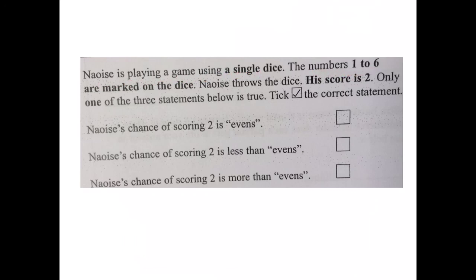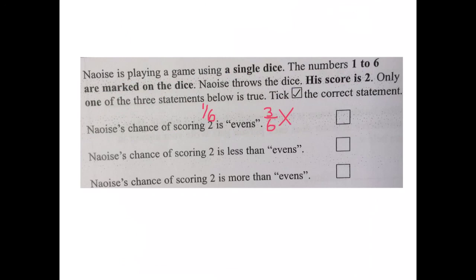Nisha is playing a game using a single dice. The numbers 1 to 6 are marked on the dice. Nisha throws the dice. His score is 2. Only one of the 3 statements below is true. Tick the correct statement. Statement 1. Nisha's chances of scoring a 2 is evens. Well, that's not going to be true, because if it were to be evens, there are 3 chances in 6. But his chance of scoring a 2 is only 1 chance in 6. So this is not one of our true statements.